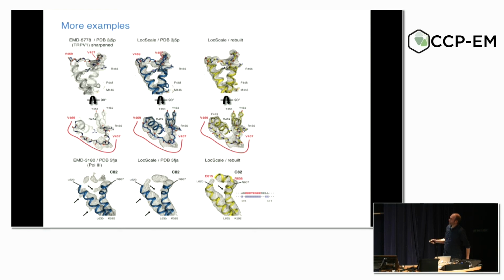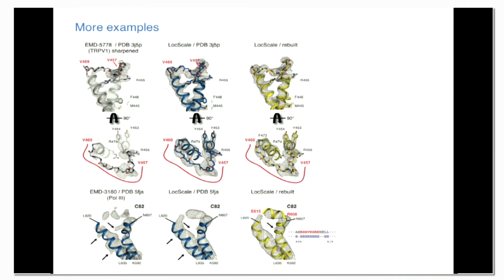These are just a few more examples. This is a particular loop region in the TRPV1 channel that you see in the traditionally globally sharpened map and in a locally sharpened map, and you can see that there are some changes needed to accommodate this loop. This is another example from RNA polymerase, where in the globally sharpened map you can't see exactly how this main chain trace is protruding further. In a locally scaled map, you see that there is density coming up that is suggestive of a short helix.